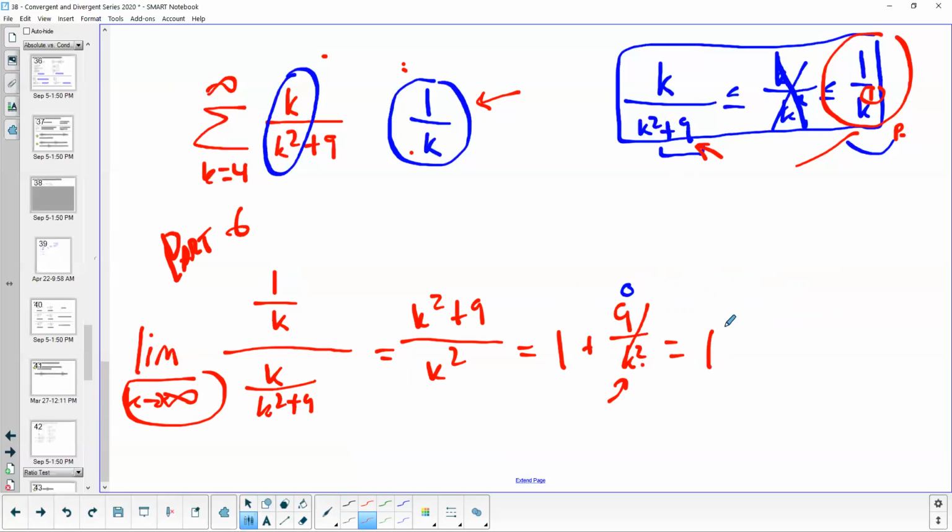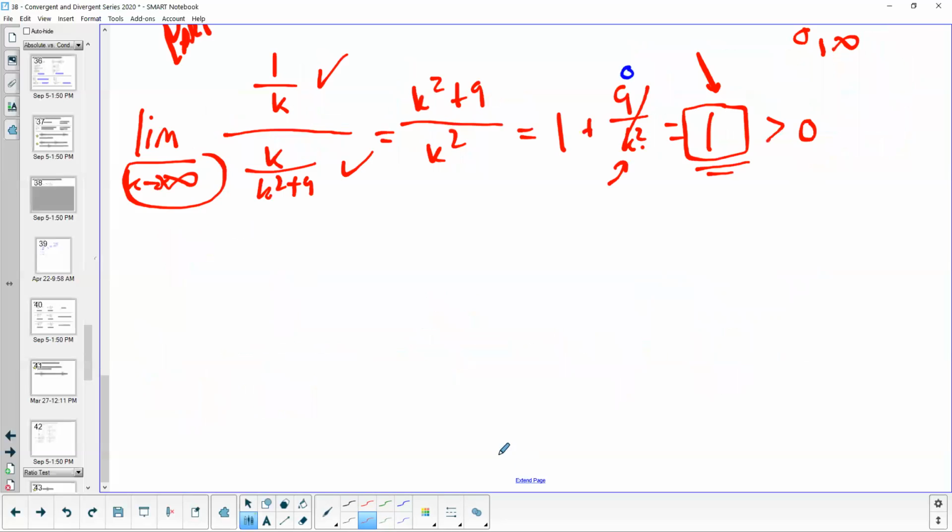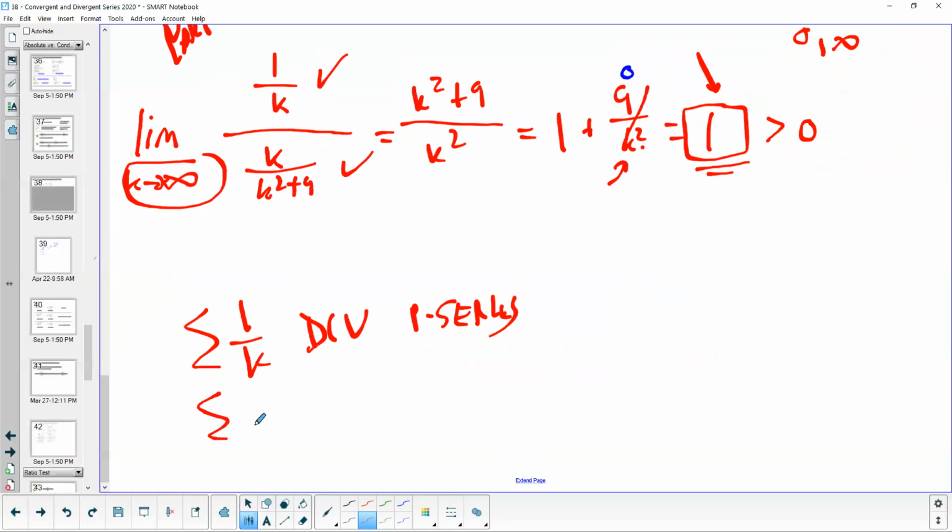With limit comparison test, we want this value to be anything other than 0 or infinity. Since this value is 1, which is greater than 0, we now know that these two series work together. That's how the limit comparison test works. So going back, the series 1 over k diverges, and the reason is the p-series test. Therefore, our series, k over k squared plus 9, also diverges, and our reason was the limit comparison test.